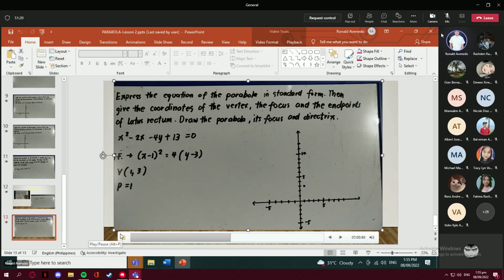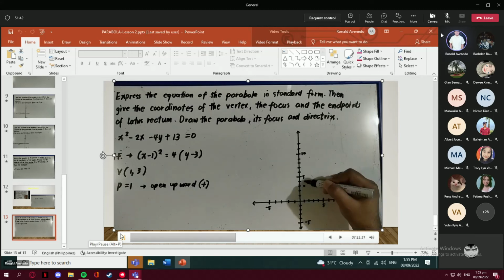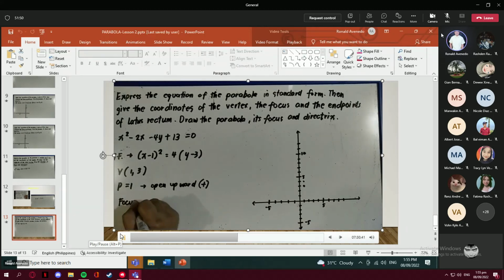Since P is positive, so therefore our graph is open upward. So from the vertex, we will just count 1 going upward. So from here, so 1. Masyadong malapit ang focus. So our focus, be sure to have the correct coordinates. So x is 1, and y is 1, 2, 3, 4.